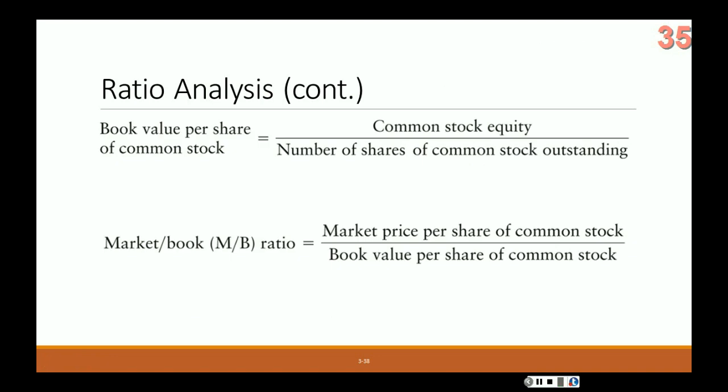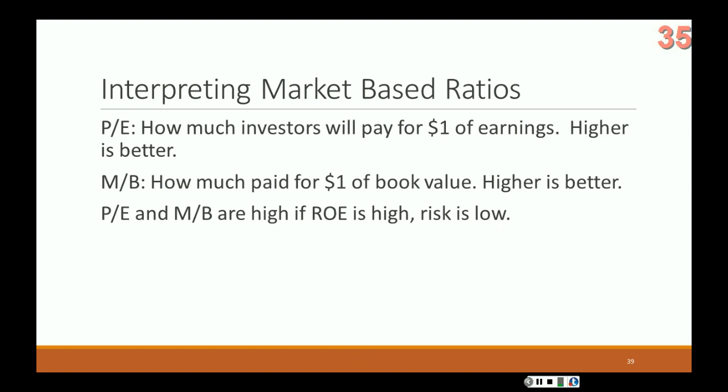This is what we just did. So the price-earnings ratio tells us how much investors are willing to pay for every dollar of earnings. Higher is better. Market to book tells how much investors are willing to pay for every dollar of book value. Higher is better. If the price-earnings multiple and the market-to-book ratio are high and the return on equity is high, risk is low.